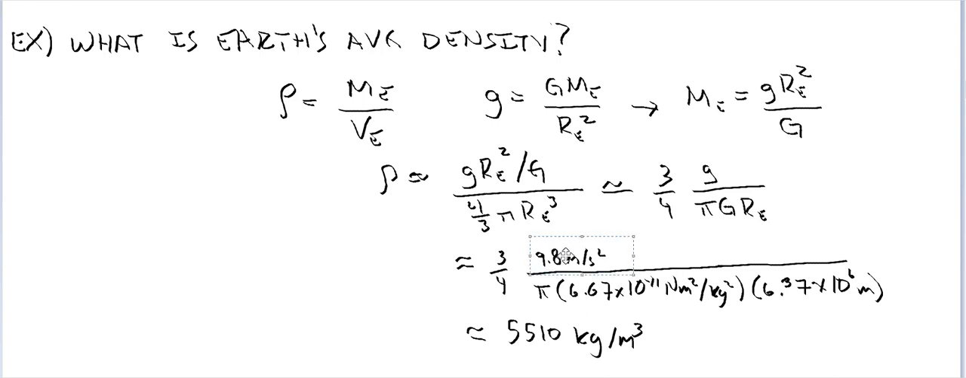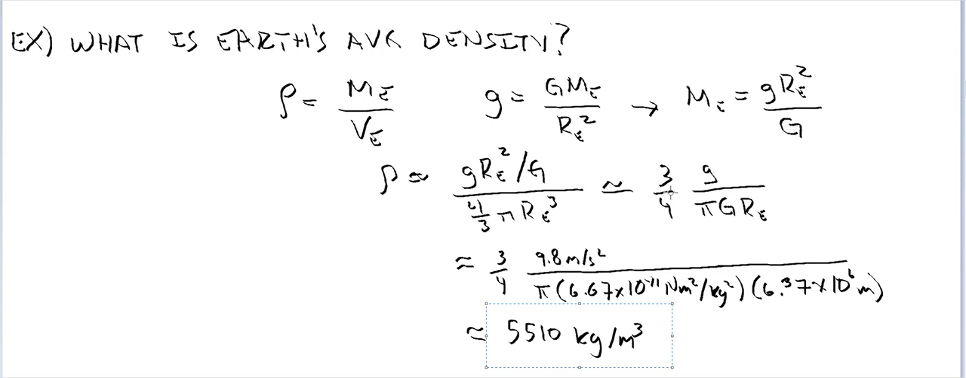Little g at the surface of the Earth is about 9.8 meters per second squared. Capital G is 6.67 times 10 to the minus 11 Newton meter squared over kilogram squared. The radius of the Earth is approximately 6.37 times 10 to the 6 meters. And so if you plug all that into your calculator, you'll get that the average density of the Earth is about 5,510 kilograms per cubic meter.